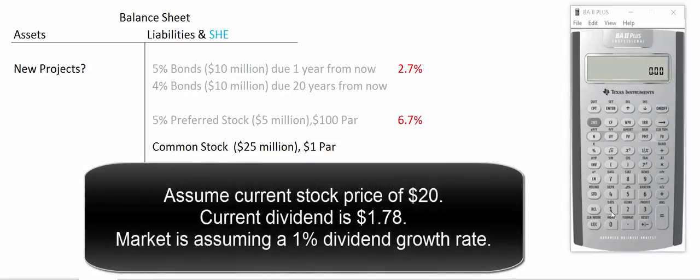So if the current dividend is $1.78, and we think the market thinks it's going to grow by 1%, multiply that number times 1.01, that'll tell us that the next dividend will be $1.80. And then if the current trading price of the shares is 20 bucks, we'll divide that number by 20, and then we'll add the growth rate, which is 0.01. And that gives us our guesstimate of what our common stock costs us.